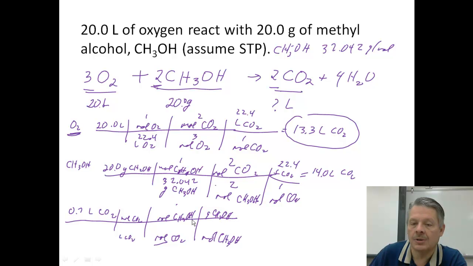So let's see, 22.4 liters in 1 mole, and our relationship between carbon dioxide and methyl alcohol is 2 to 2, and 1 mole of methyl alcohol has a mass of 32.042 grams. Right, when we do this math, we will come out with 1, and that's all you can have is 1 sig fig, 1 gram of methyl alcohol. So that's how much you had in excess.